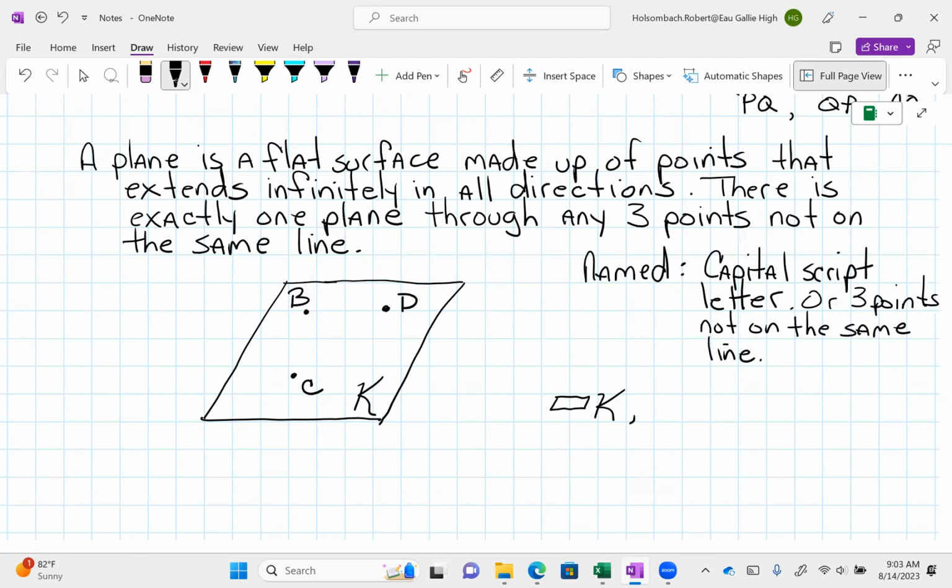And now we could use these three non-collinear points, or 3 points not in the same line. And we could use them in any order. So we could call it plane CBD. Call it plane BDC. Any combination of 3.